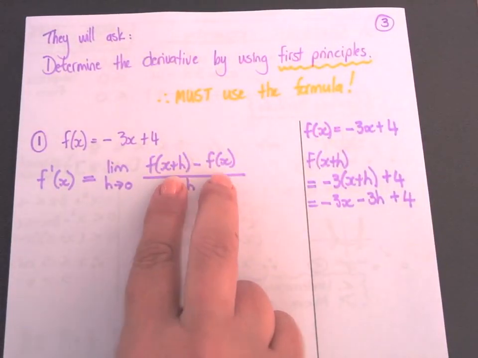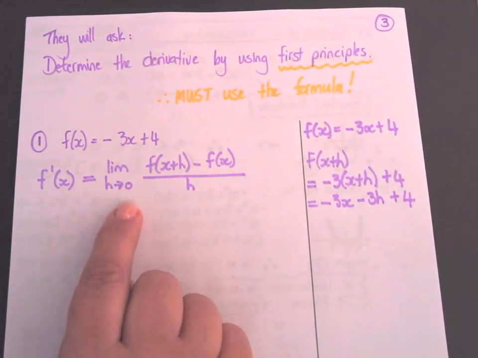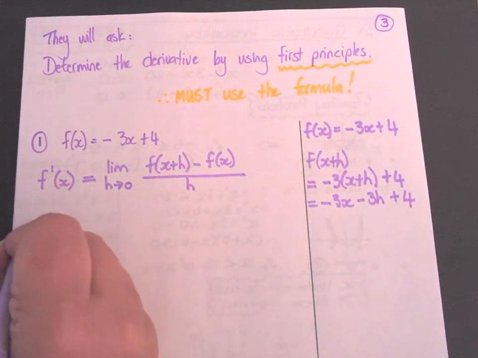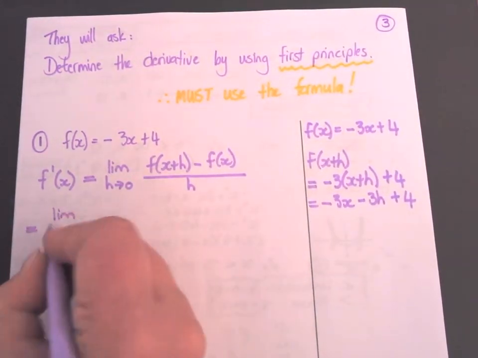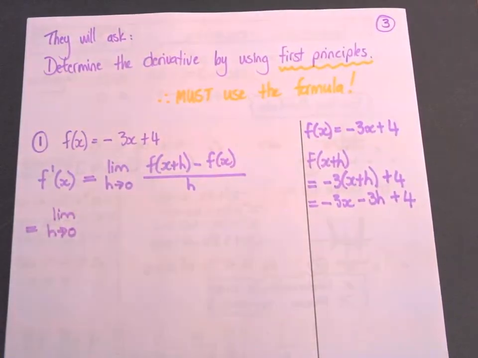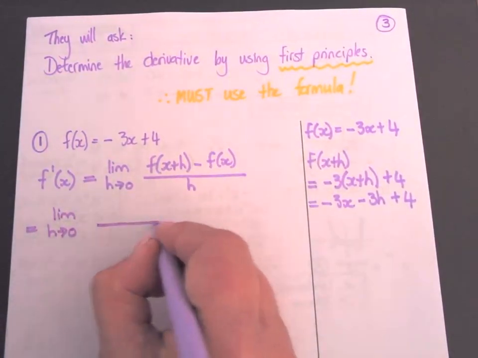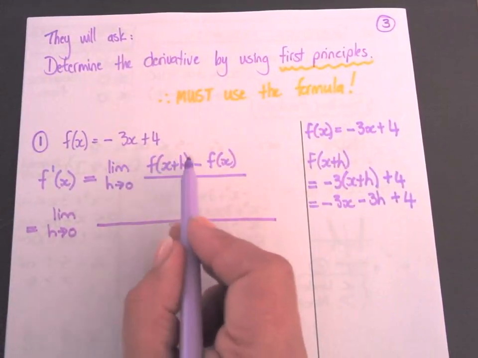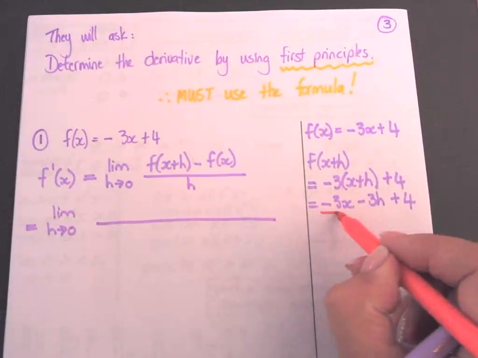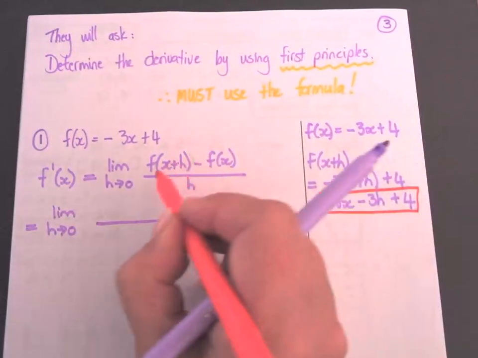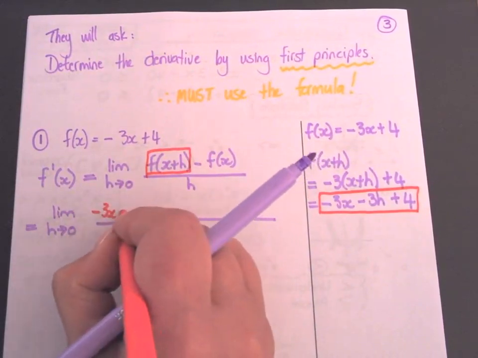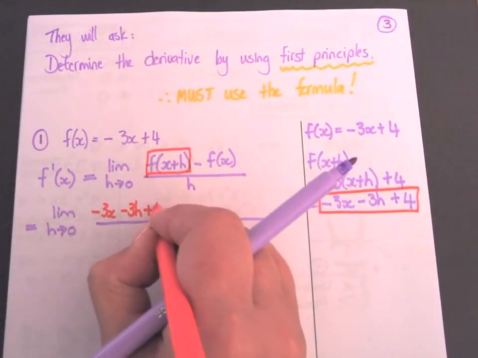Am I going to substitute 0 now? No. So this notation must stay there. I'm just going to write it a little bit to the left. The limit when h tends to 0. And then you write your simplified answer of f of x plus h, and it's this one. Negative 3x minus 3h plus 4.